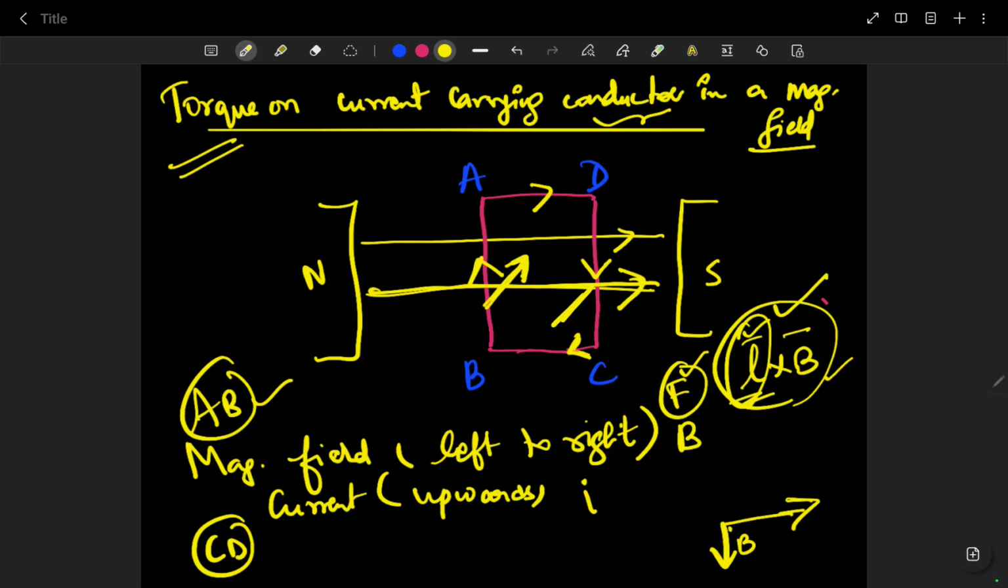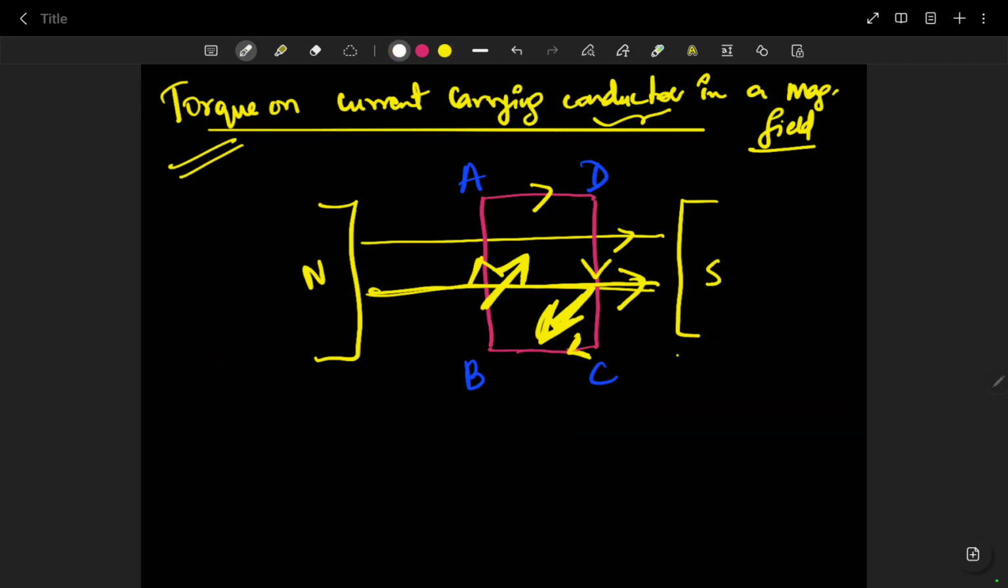So this is the direction of force for which phase? CD phase. And this is the direction of force for which phase? AB phase. We have used L cross B to determine direction of F using the cross product rule of grade 11. And because the force is going inwards on face AB of the coil and coming outwards on face CD of the coil, how will it rotate for now?